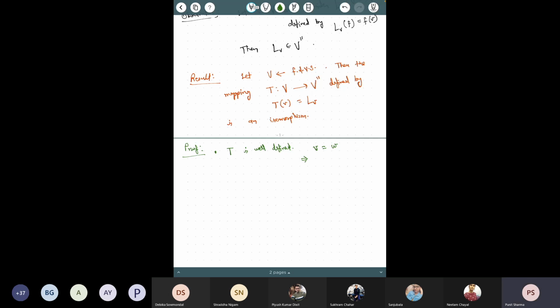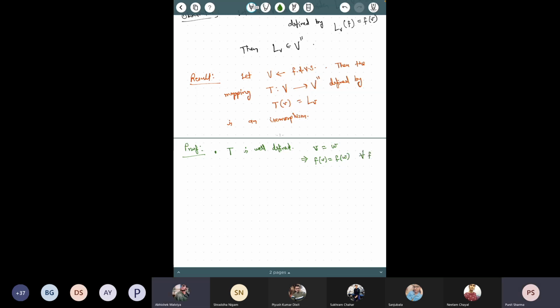If V is equal to W, then clearly we can say what we want: f(V) goes to f(W). You can see from here that if V equals W, then f of V is equal to f of W, and this is true for all f in V dash.